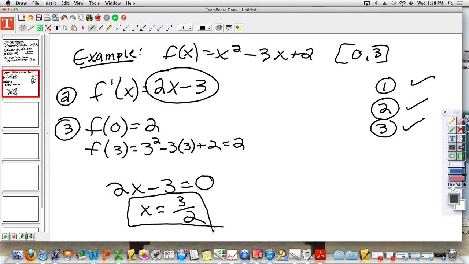Now sometimes, though, Rolle's theorem won't work because it doesn't meet those 3 things. So you have to check.